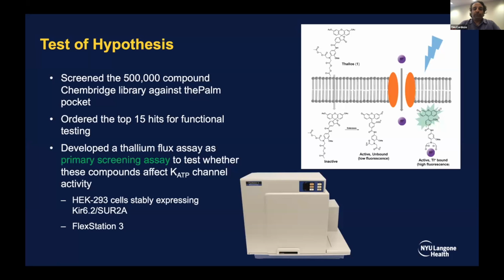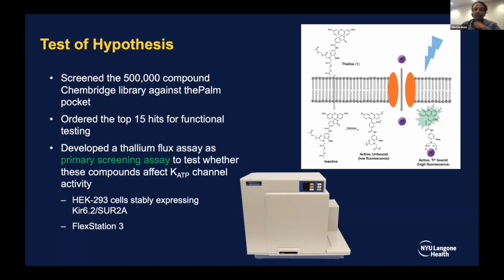So in order to do that, as you all know, we've heard some great things about the computational approaches to generating ligands that fit the structure, but the other side of it is you have to have assay development, and that's often a limiting step. We had to develop a cellular assay. It's a thallium flux assay for effluxing an ion, thallium, that can be detected relatively easily in HEK293 cells stably expressing Kir6.2 SUR2A. And this is a relatively high throughput assay that can be performed on a FlexStation. So we use that as our primary screening assay.